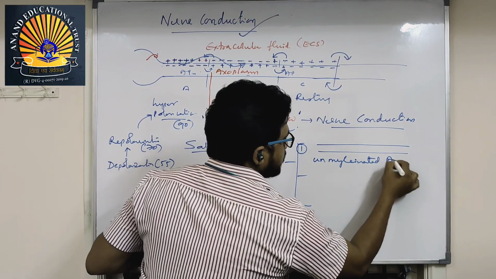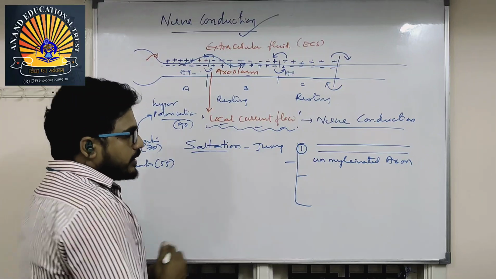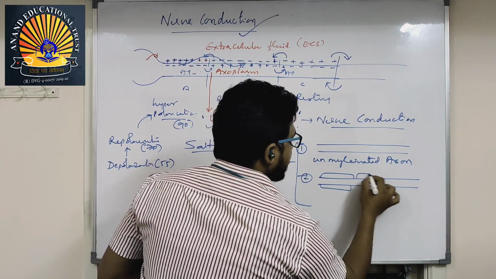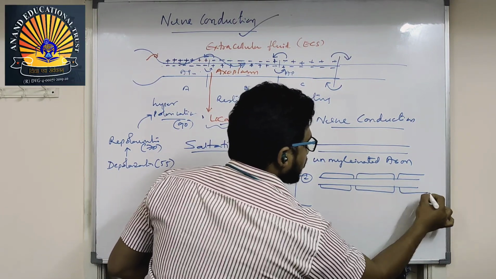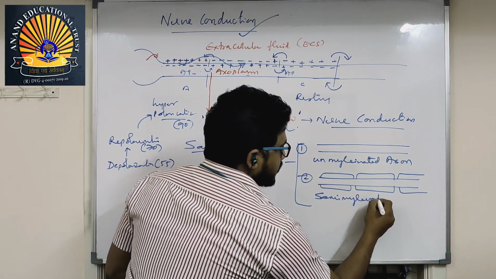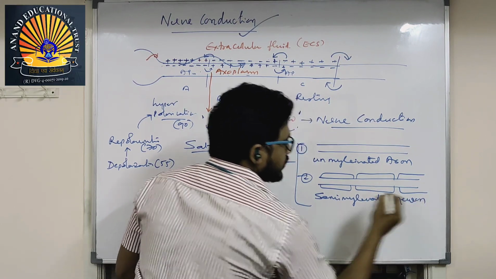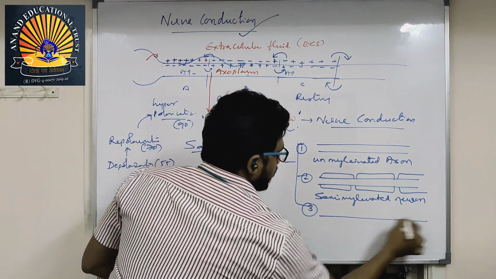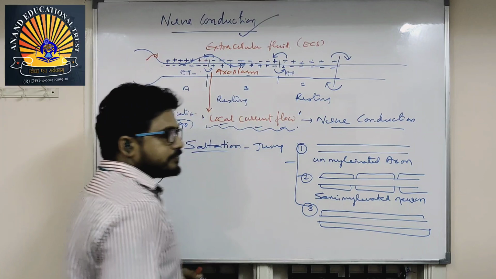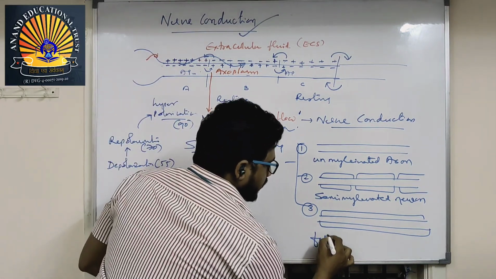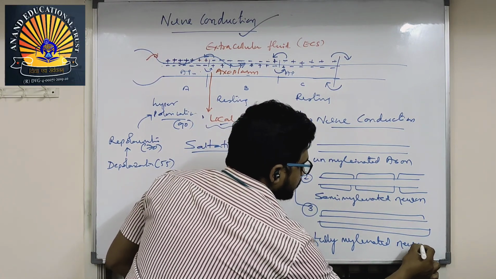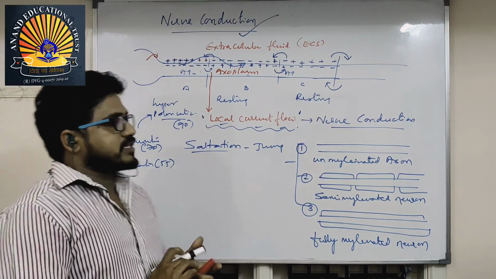Unmyelinated axon neuron. In the second case, this is a semi-myelinated neuron, means here you can observe nodes, like this. This is the semi-myelinated neuron. Clear? In the third case, you just see a completely myelinated neuron. From the axon up to the terminus, the myelin sheath is complete. So this is a fully myelinated neuron. Got it?